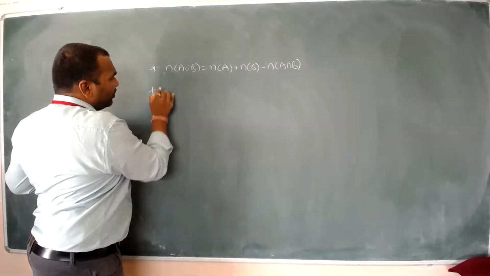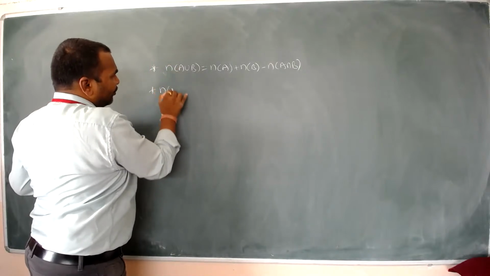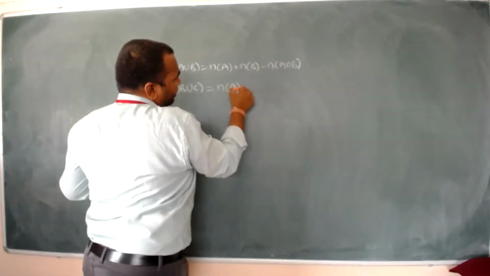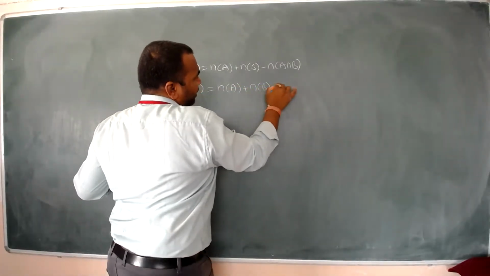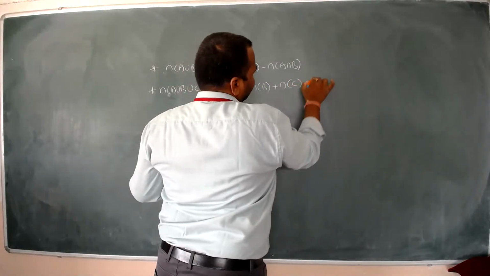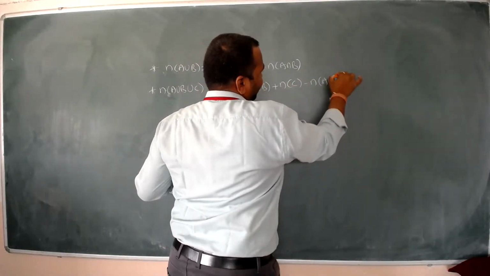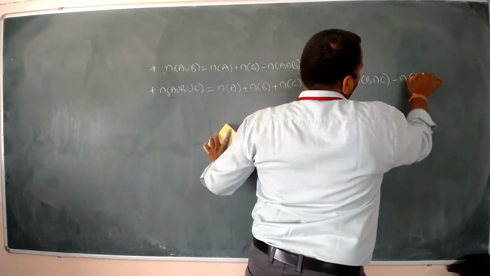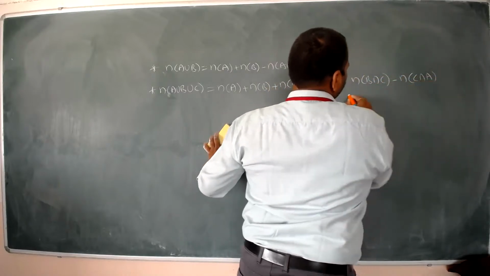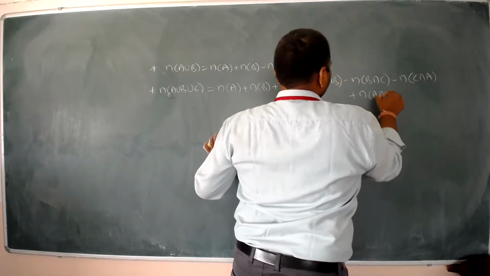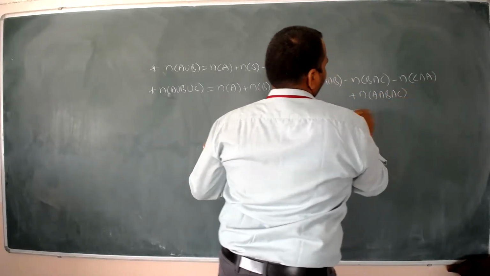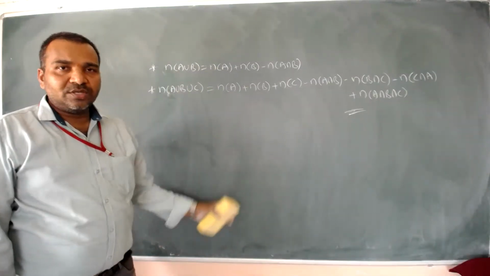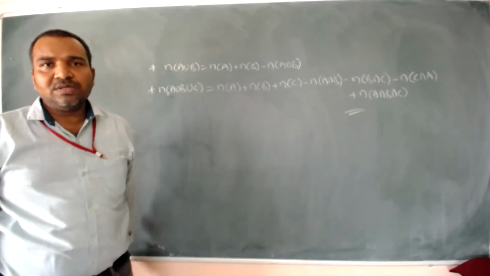It is applicable for three sets also. N of A union B union C equals N of A plus N of B plus N of C minus N of A intersection B minus N of B intersection C minus N of C intersection A plus N of A intersection B intersection C. So these two are the applications of sets. Using these applications we can do some problems.